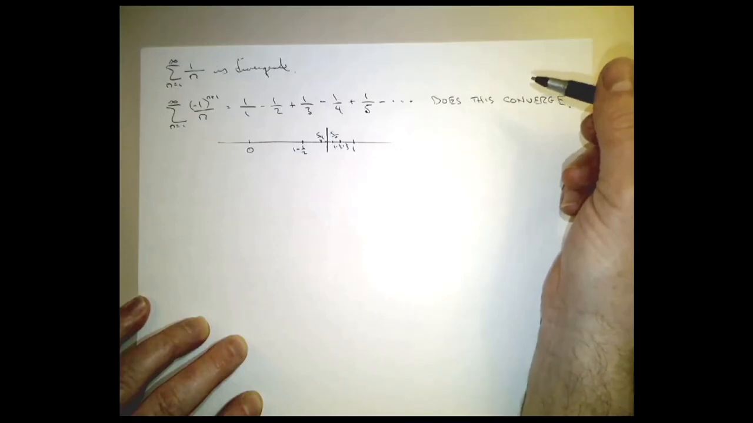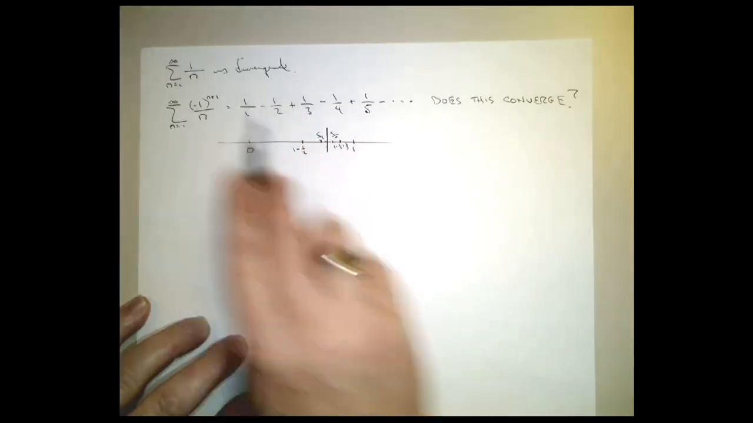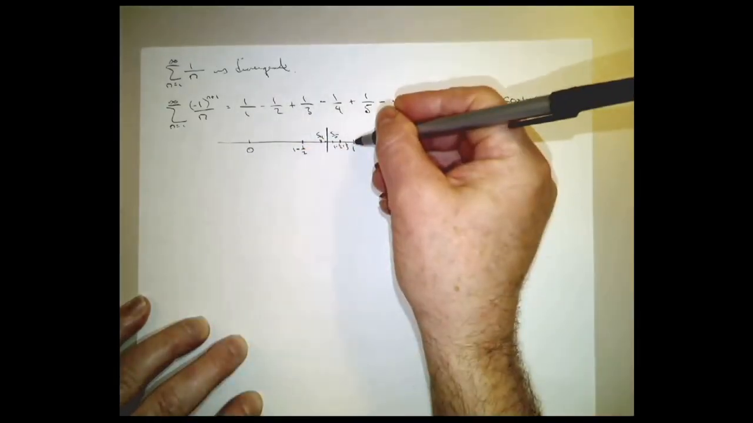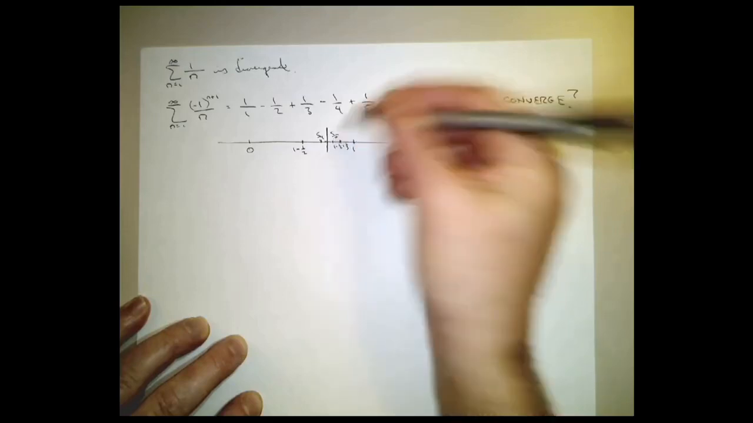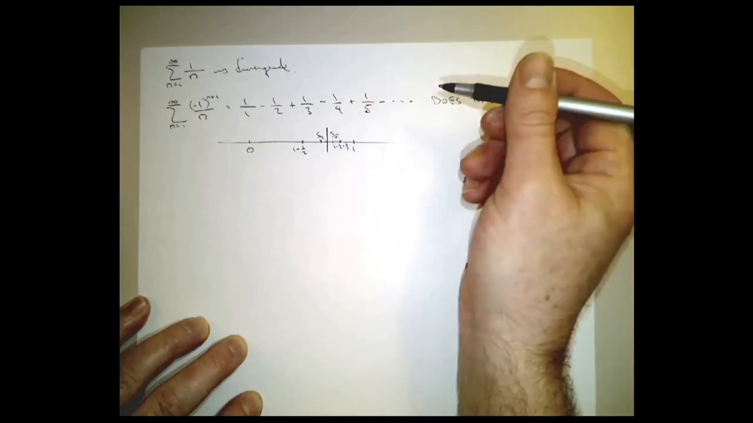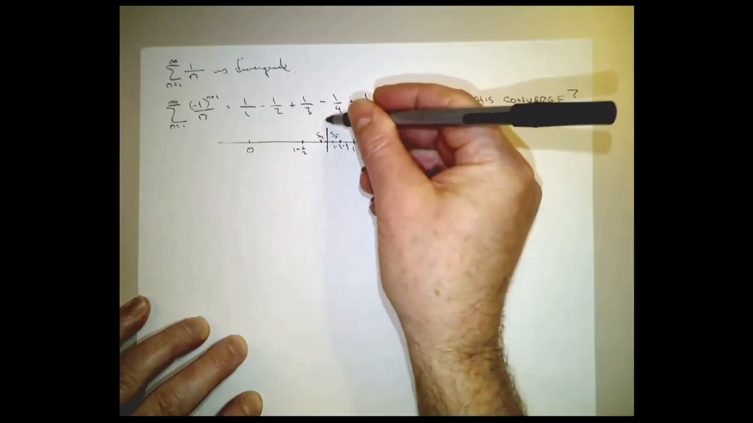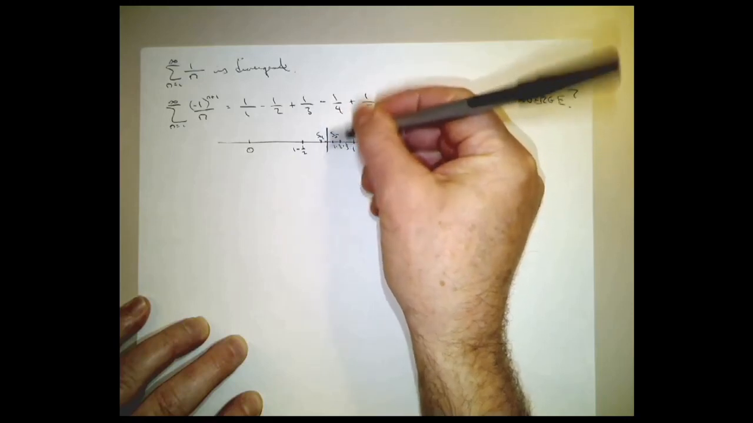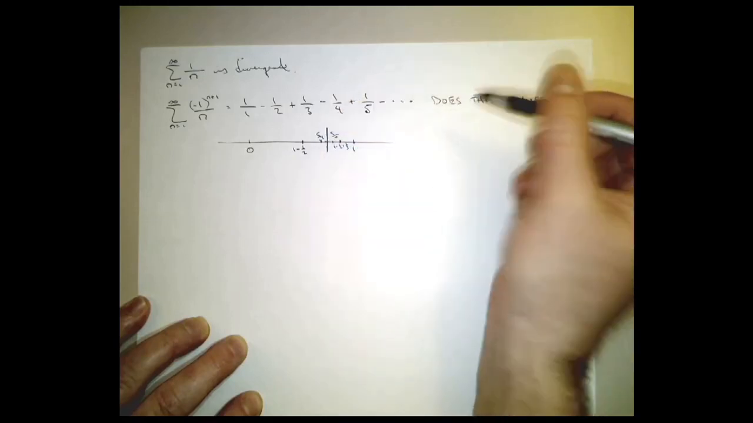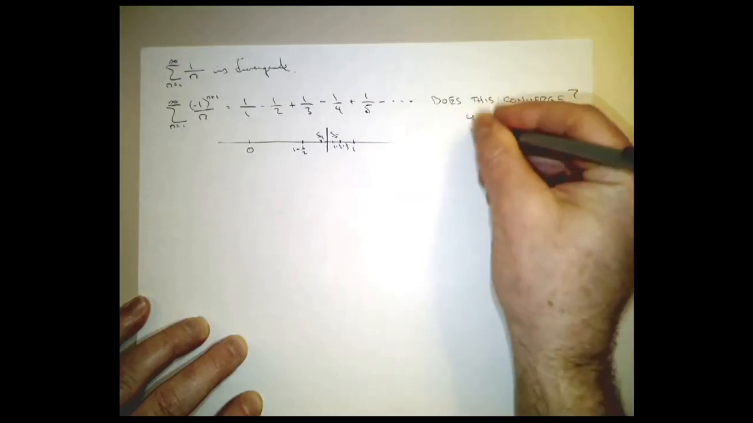If I looked at the odd partial sums, the first one, the third one, the fifth one, right? I have this decreasing sequence of partial sums that seems to be honing in on this number right here. So it looks like this series converges. And in fact, the answer is yes, it does.